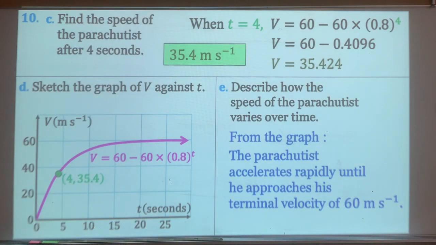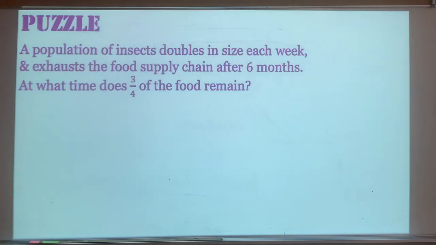Okay. And that is that. Okay. Any questions or concerns? Pretty easy, right? Hopefully. Good. All right. That concludes our thing. Now there's a puzzle here. You're like, what kind of puzzle are we gonna do? We're not gonna do the puzzle.